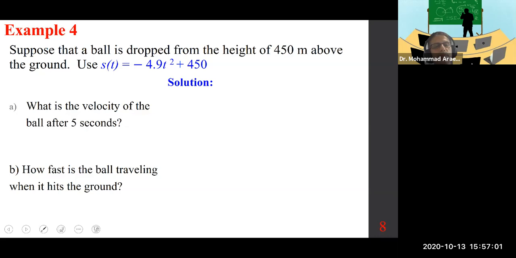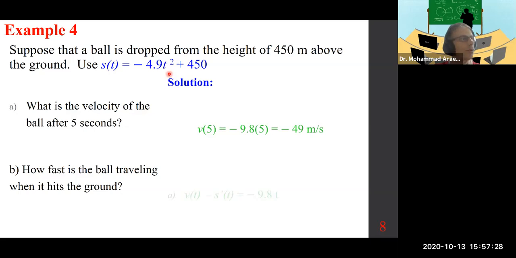Well, first and foremost, let's find the velocity. That means starting from S of t, now let's go to V of t, differentiation. Negative 4.9 times 2t gives you negative 9.8t. The order was wrong, class. So first and foremost, we get this one: negative 9.8t. And now replace the t with 5. Gives you negative 49 meters per second.